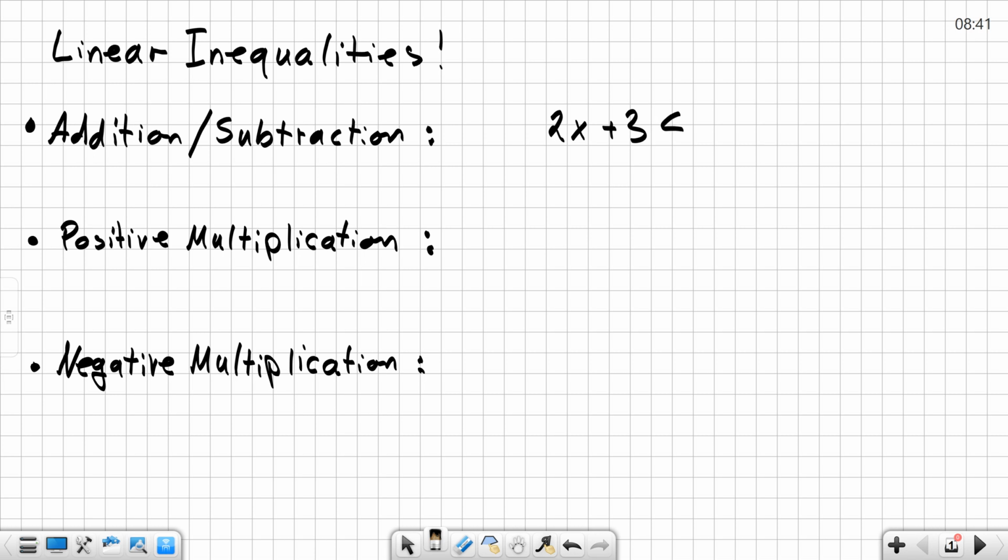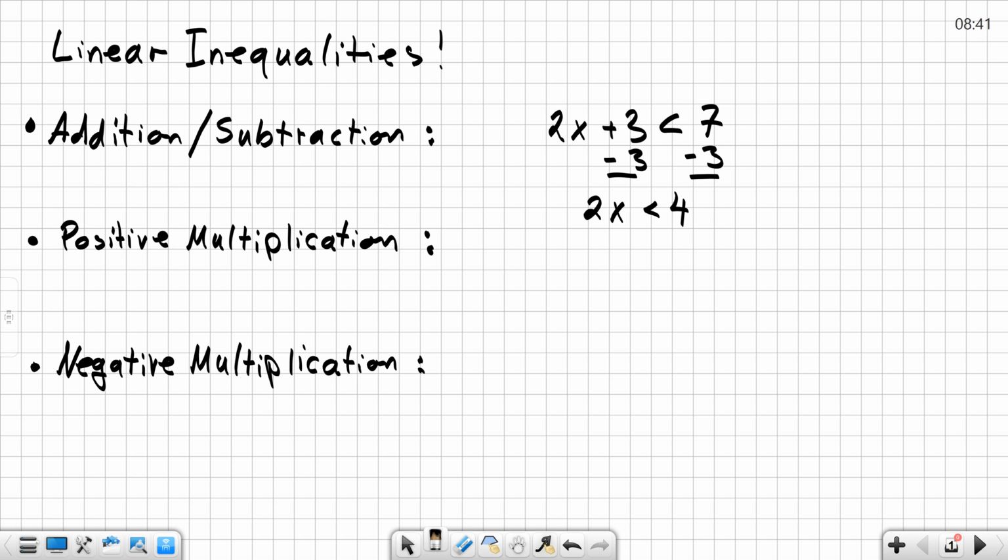2x plus 3 is supposed to be less than 7. So what I'm allowed to do here is subtract the same quantity from both sides without changing the inequality. The left side will still be less than the right side. And I'm going to get 2x is less than 7 minus 3, which is 4. All right, so quickly, adding or subtracting the same quantity from both sides is allowed.